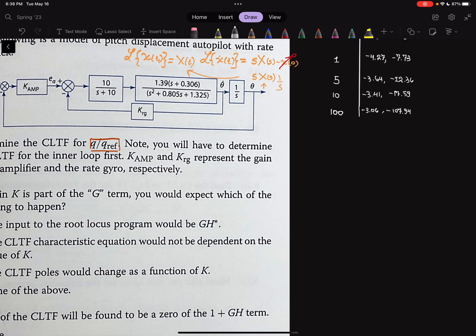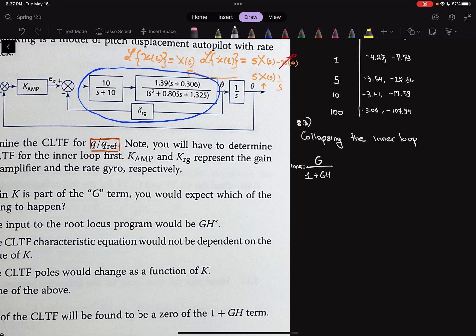Okay, so to collapse this into just a forward path function, we use the magic formula. So collapsing, and this is 8.3, collapsing the inner loop. So we use G over 1 plus G times H. And we'll call this inner.